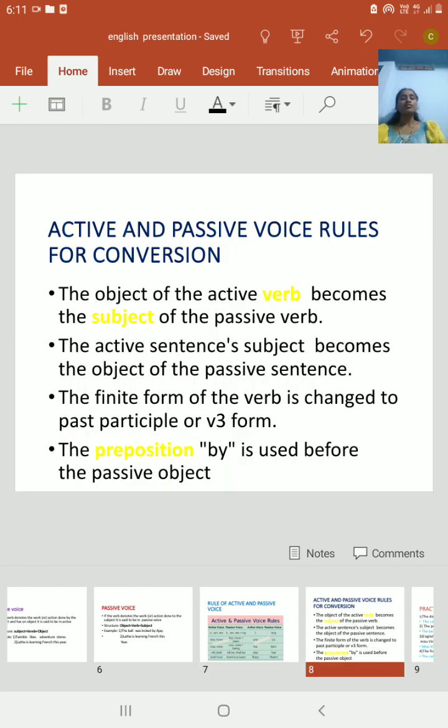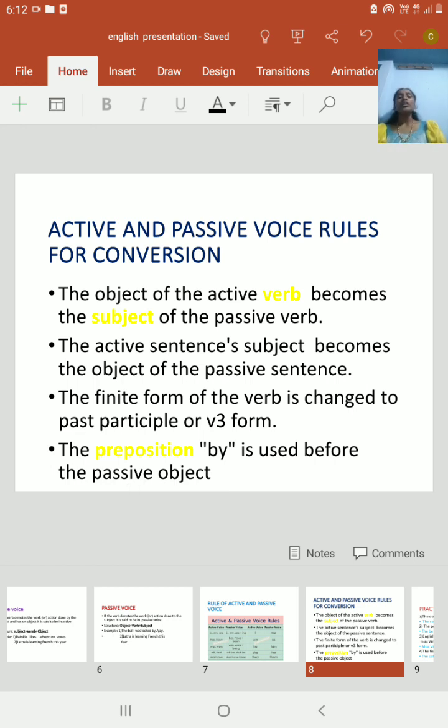Let's see some rules for conversion between passive and active. How to convert active to passive and passive to active. The subject of the active verb becomes the object of the passive verb. The active sentence's subject becomes the object of the passive sentence.